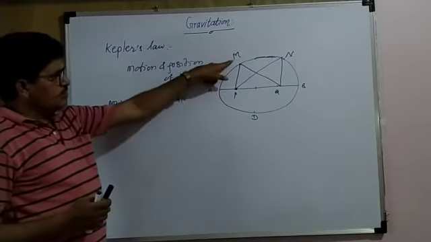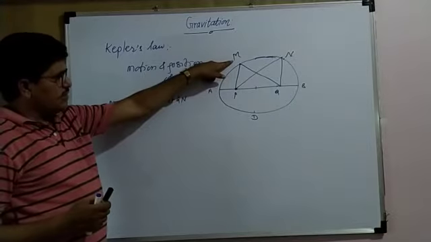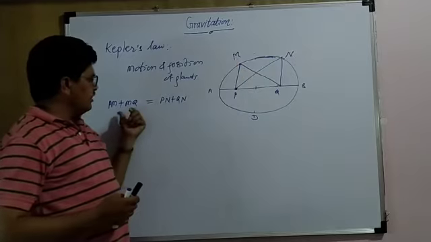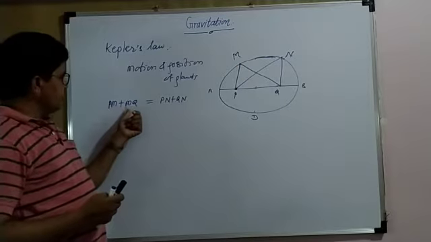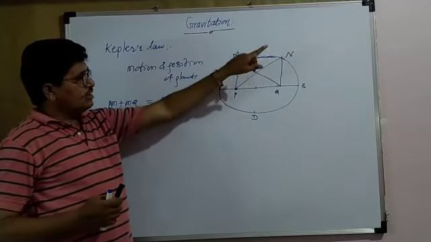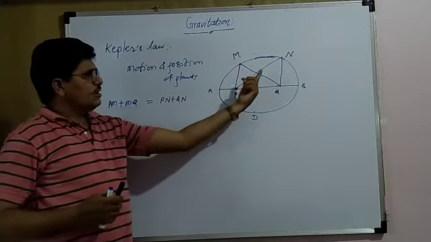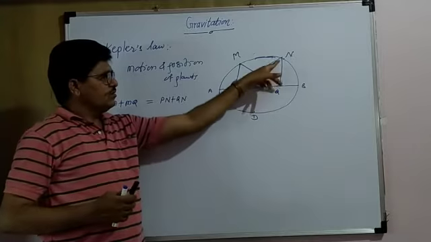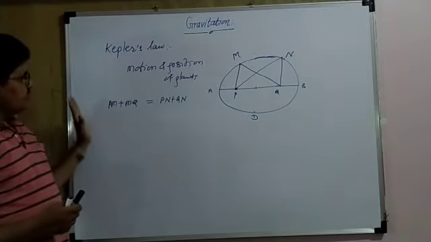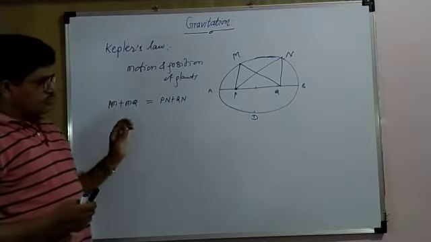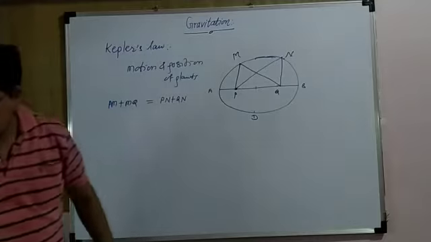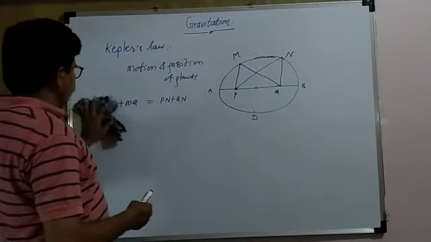That means this is the first position of the planet, M. Join it to the foci, PM and QM, and take the sum, PM plus MQ. It is always equal to the sum for the same planet at other points, PN plus QN. Both of them are equal. This is the information about the position of the planet relative to the foci. And then we discuss the first law of planetary motion.